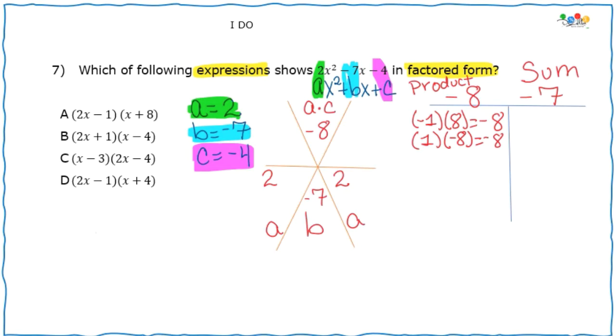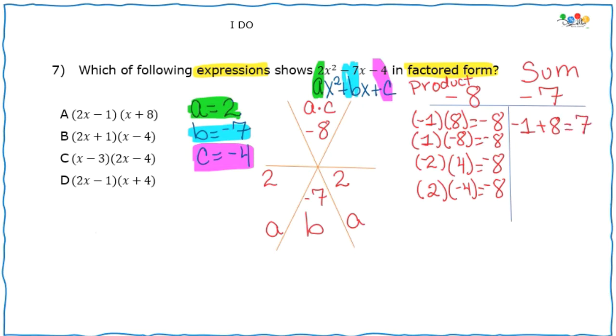Who's next? After the 1 comes a 2. So 2, but in this case, I'm going to start with a negative 2. Times 4 gives me a negative 8, which is what I need. And then the 2 is positive and the 4 is negative. And I still get a negative 8. So far, so good, right? Okay, let's move on to the sum. So now I need to add my factors, which is negative 1 plus 8. And I get a positive 7.